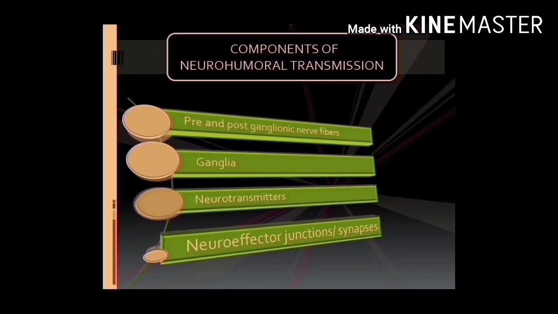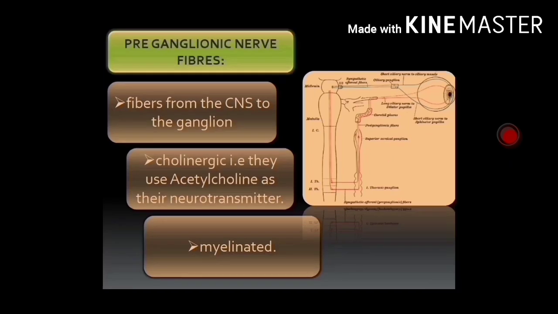Then the components of the neurohumoral transmission are pre- and post-ganglionic fibers, ganglia, neurotransmitters, neuroeffector junctions or synapses. So the first component of the neurohumoral transmission is the preganglionic nerve fibers. These are the fibers from the CNS to the ganglion. They are cholinergic, that is, they use acetylcholine as the neurotransmitter, and they are always myelinated.